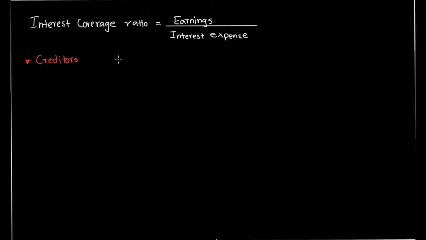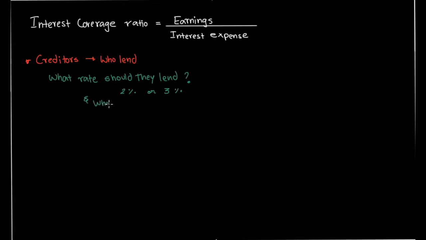Creditors are the people who lend money. They think, who should I lend to? And they can use this ratio to determine whether to lend to someone or not. The usual questions they have are: what rate should I lend them at? Should I lend at a 2% rate, a 3% rate, a 4% rate, or a 0.5% rate? The riskier the person, the higher the rate they give. And what terms and conditions should they keep?